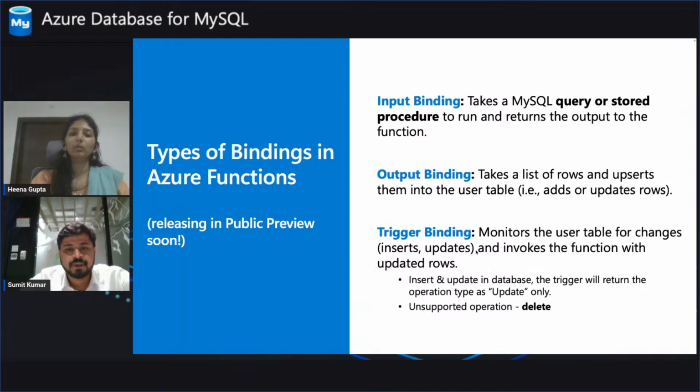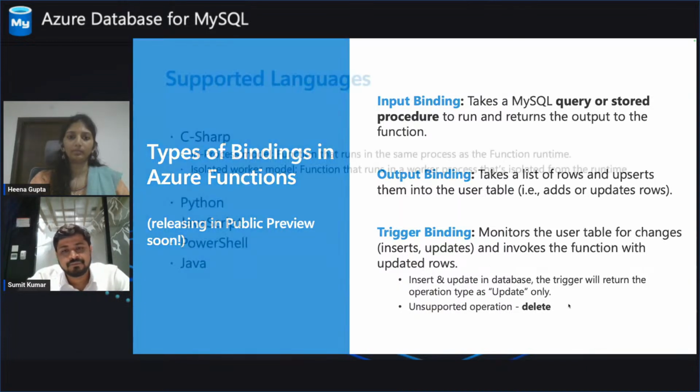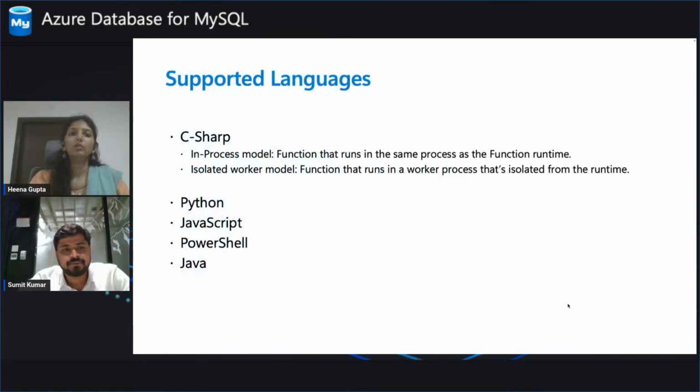For trigger binding, it will monitor the user table on which the trigger is configured, and it will look for changes on the table. In case of any change, insert or update, it will invoke the necessary function. Currently, we are only supporting inserts and updates, and we do not support any delete operations at the moment. The different languages that we are supporting for the Azure Functions bindings are C#, Python, JavaScript, PowerShell, and Java.